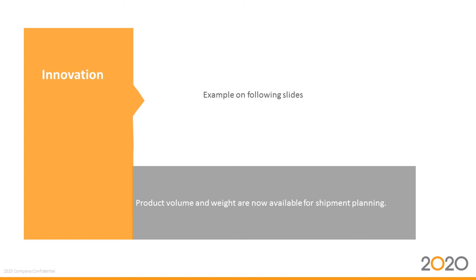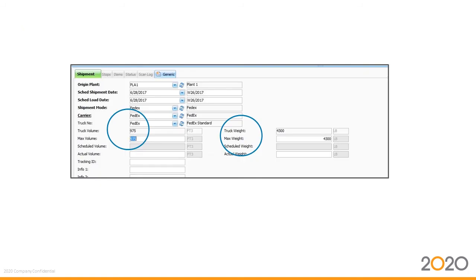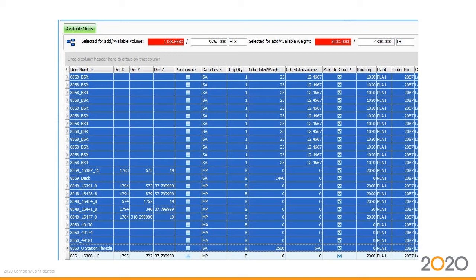Another product enhancement in 2017 was that project volume and weight are now available to be used for shipment planning. So this slide shows where the truck is set up, where you set up the truck capacity. And the next slide shows that as you pick the items to fill the truck, it shows the changes to the volume and weight up here as it compares to the capacity.